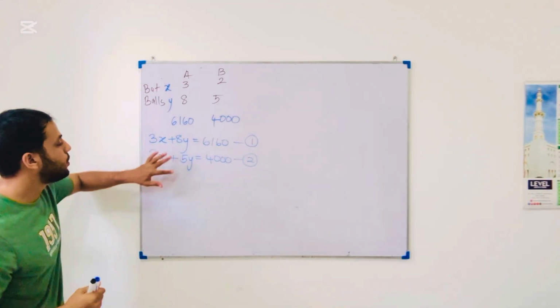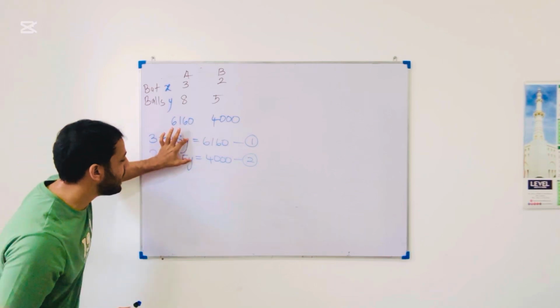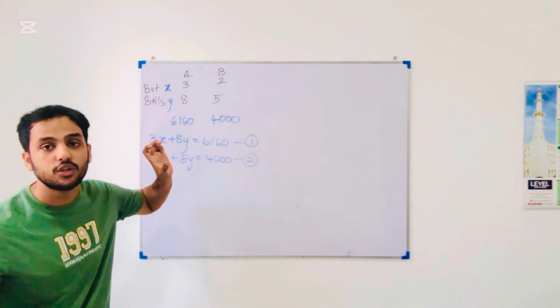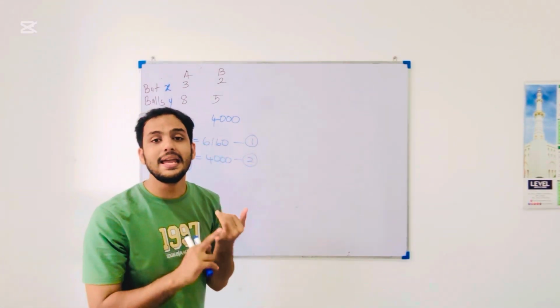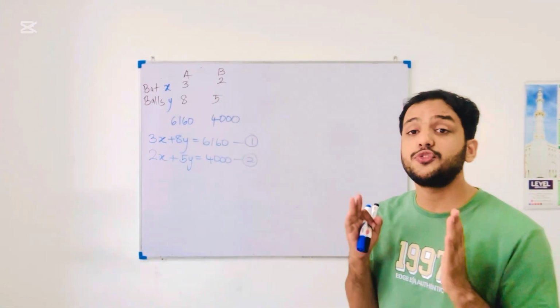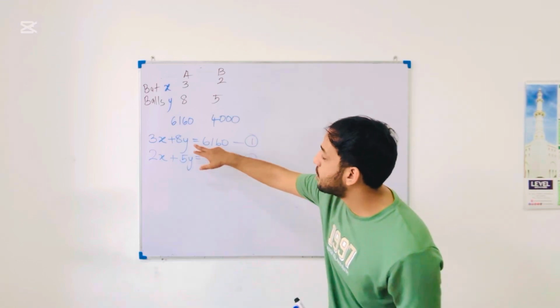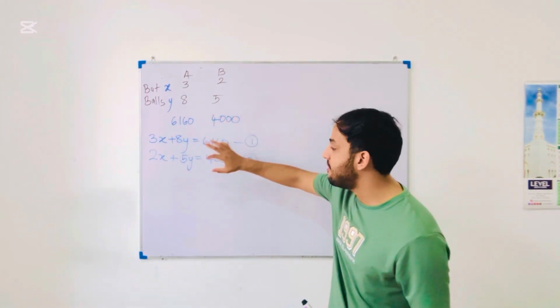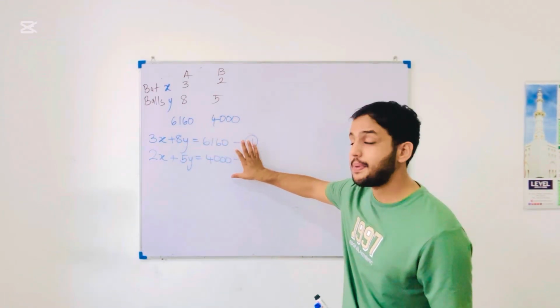Now you can see 3x, 2x, 8y, 5y. If you need to remove y here, you're going to make both of the values the same. So 8 and 5, a common multiple. To be precise, the least common multiple is 40. To convert this to 40, you multiply by 5. To convert this to 40, you multiply by 8.